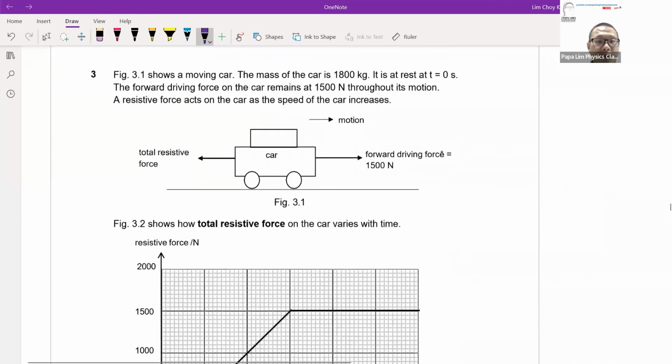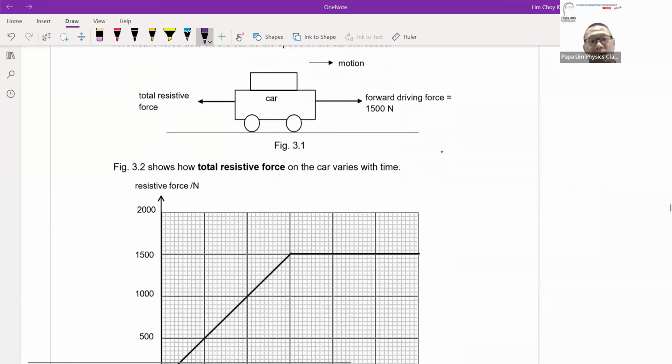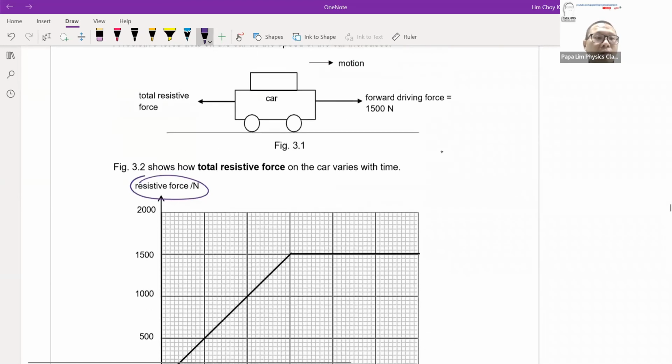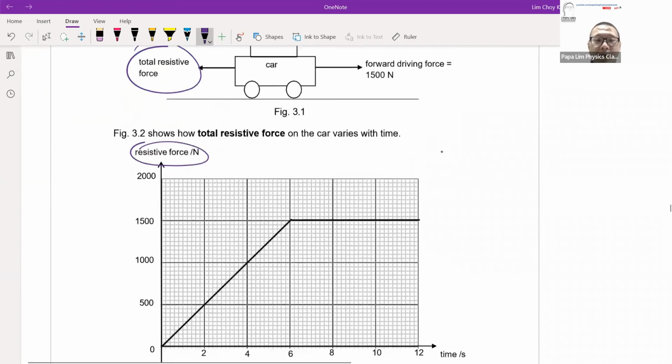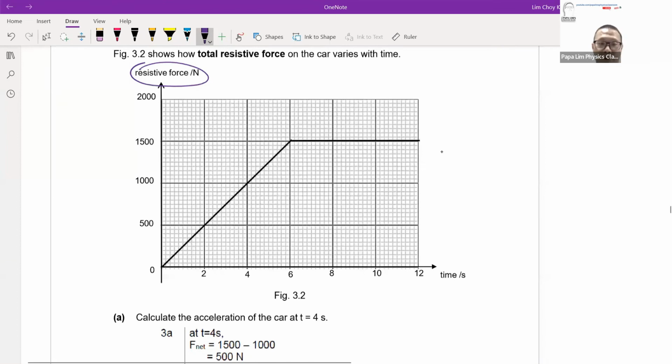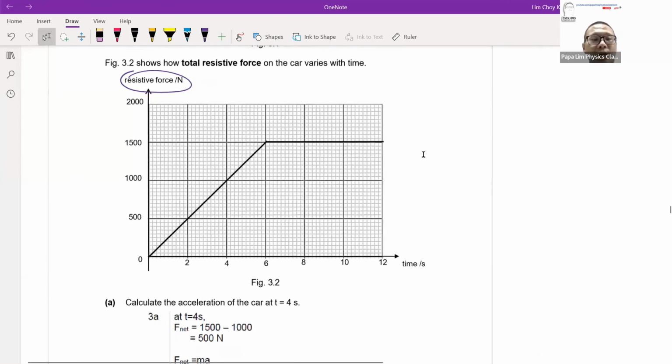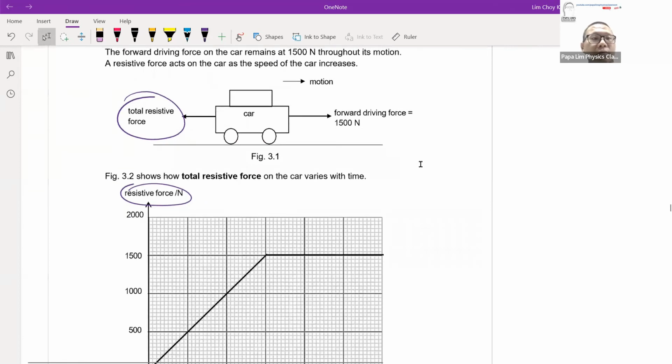Now question three is forces. It has a graph here also, with a resistive force graph. In this case, the resistive graph is referring to this left hand side graph, the left forces. Now the acceleration of the object at 4 seconds. Take note for this object, there are two forces acting on it.